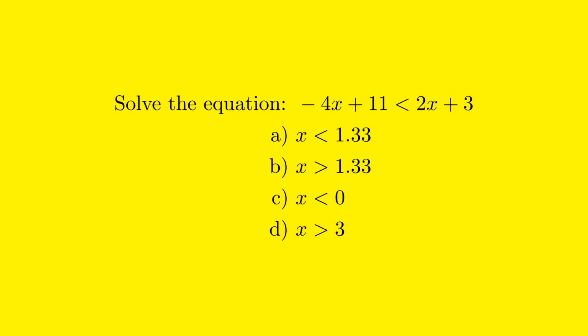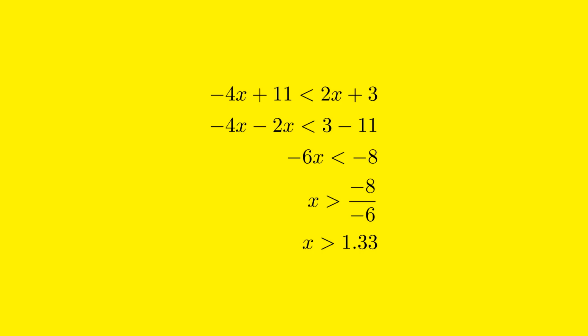In this problem, we are given the inequality negative 4x plus 11 less than 2x plus 3, and we need to find its possible solutions. Pause the video now and solve it for yourself. The options for the correct answer are A, x less than 1.33, B, x greater than 1.33, C, x less than 0, D, x greater than 3.